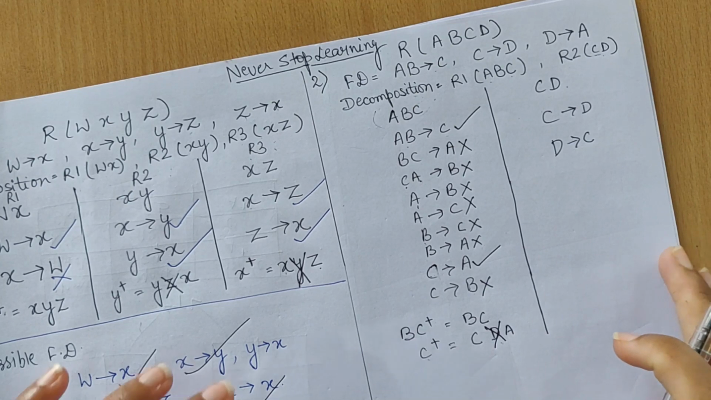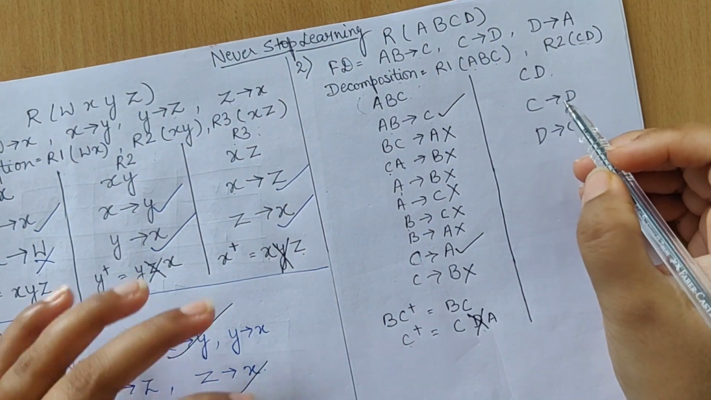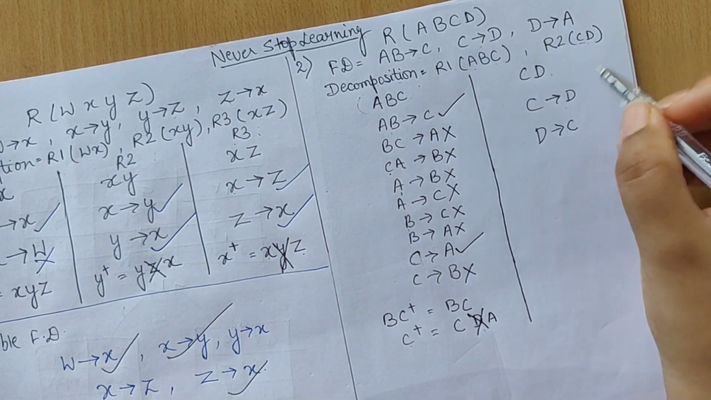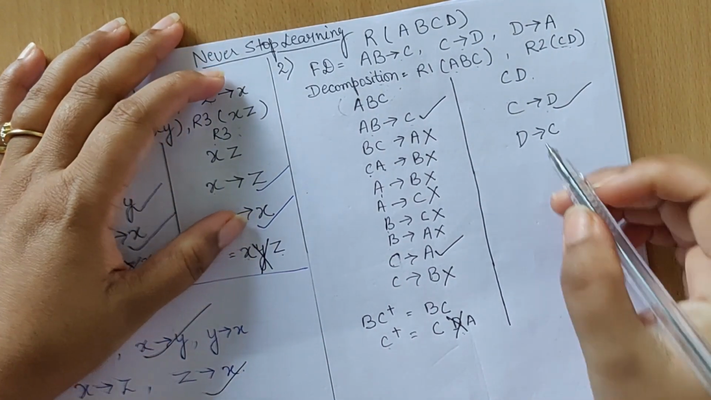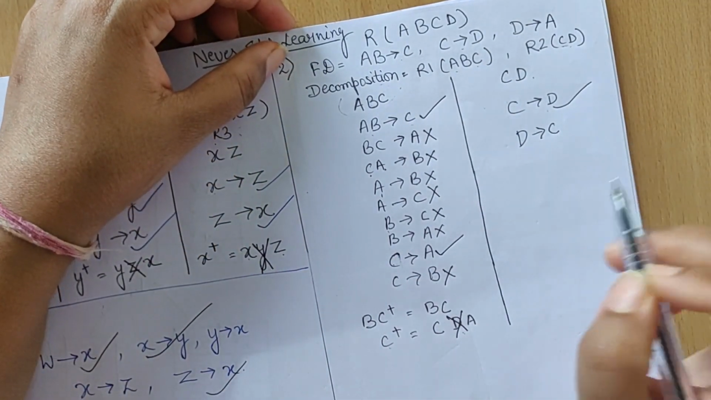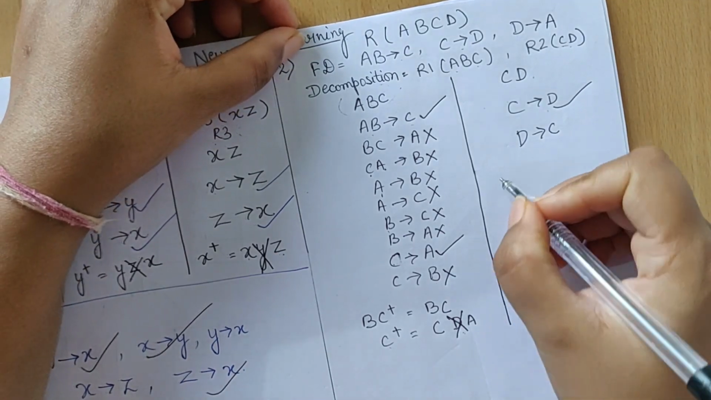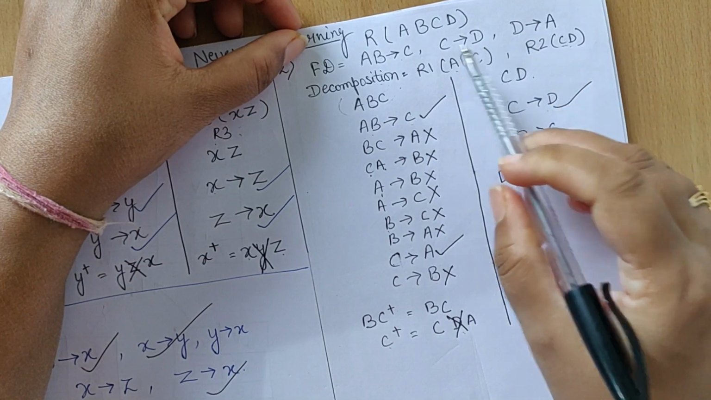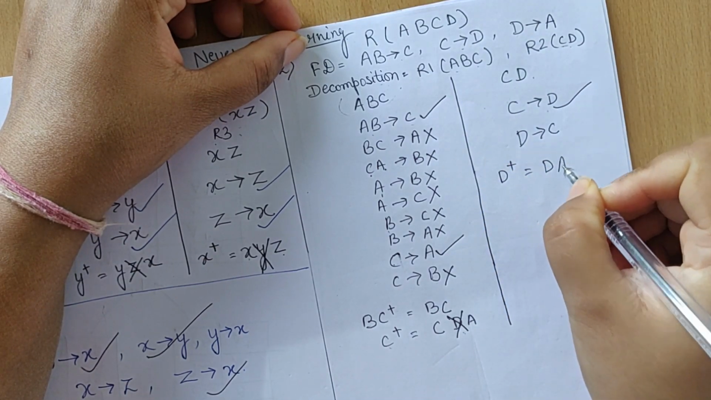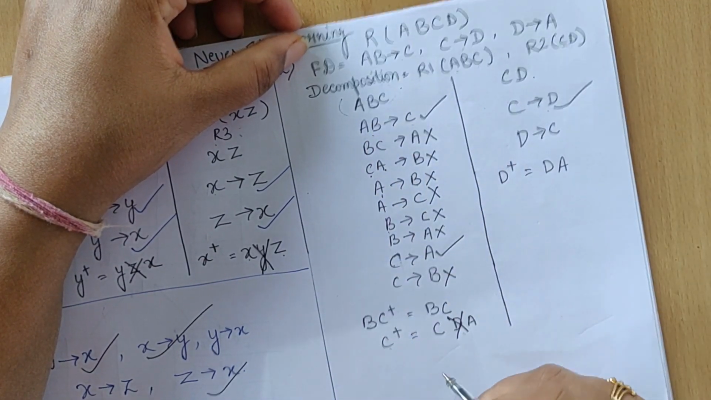Okay. Now let's check here. C determines D is directly present, so I can tick it. Now D determines C is not directly present, but if I take closure of D, what will I get? I will get D, then here I will get A, and that's it. Fine.